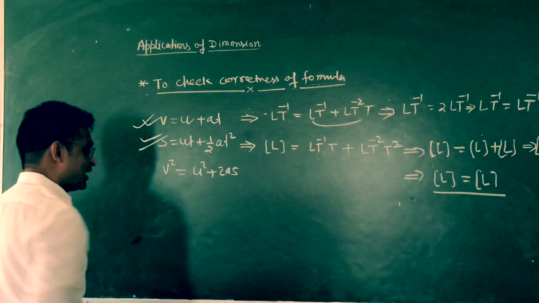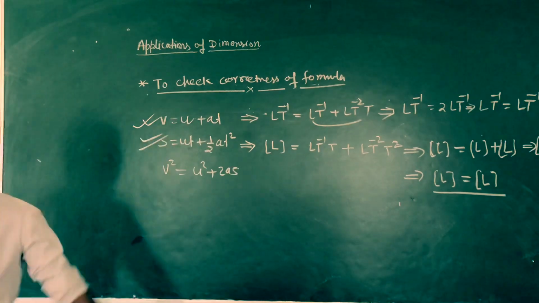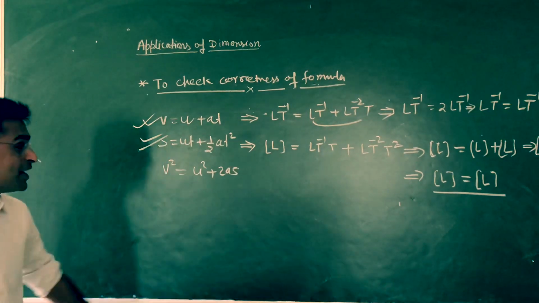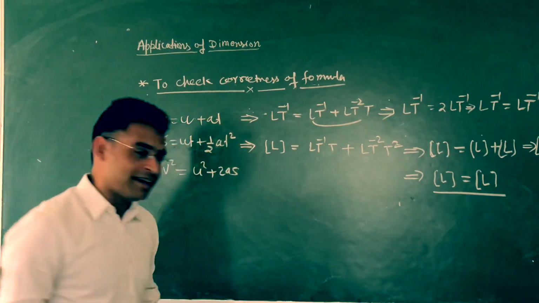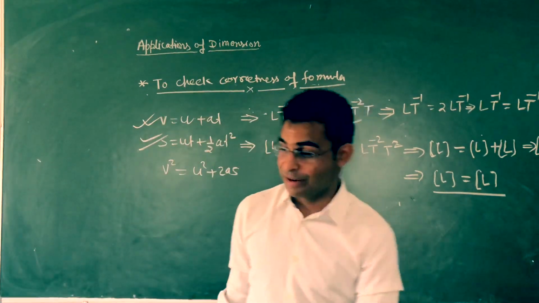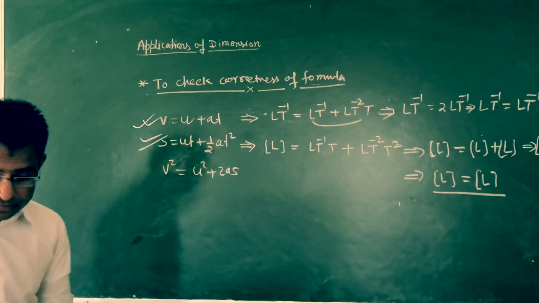So the third formula you have to check. This is your assignment, the third formula you have to check. First one is right, second one is right, third one you have to check whether it's a right formula or a wrong formula. It means if any formula is given, dimensionally you can check whether it's a right formula or a wrong formula. So this is an application of dimension, guys.